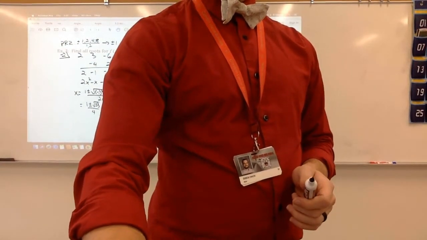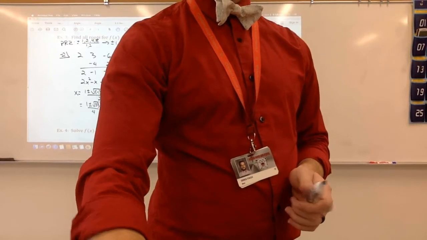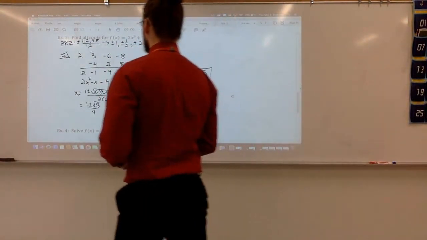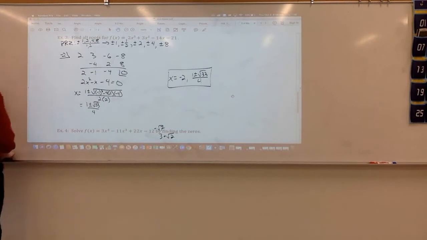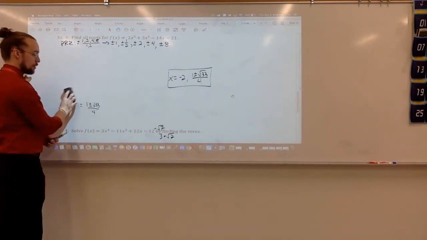All right, let's try another one. Why don't you guys go ahead and try example 3 here. See what you come up with. Start by listing the possible rational zeros.